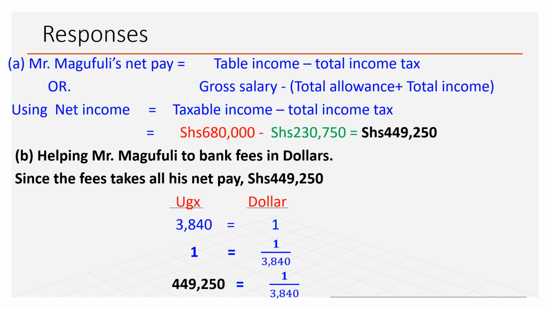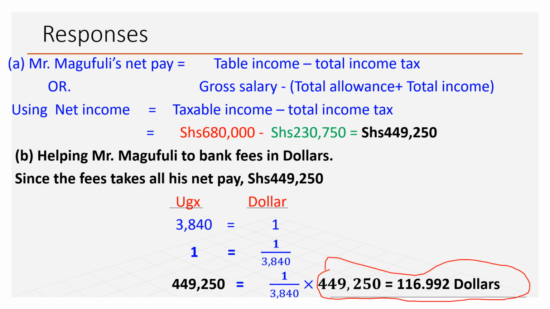Next, how about the Uganda shillings? That is 449,250 shillings, and that will be multiplied by the ratio, and this will give us 116.992 dollars. So that will be the dollars that we shall use to help Mr. Magufuli pay in the bank, now that we have this money converted into dollars.